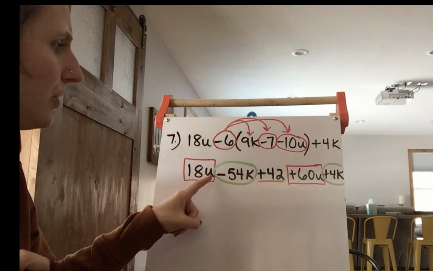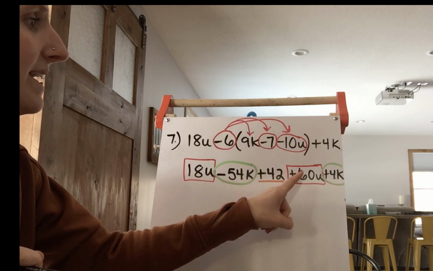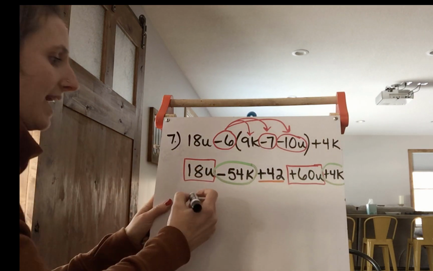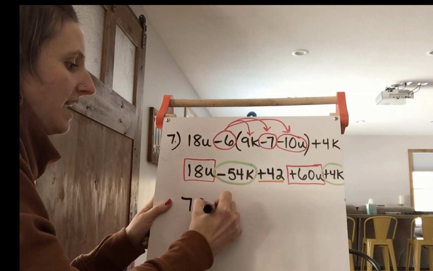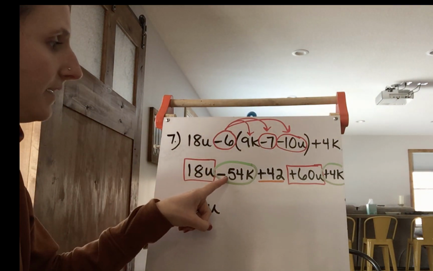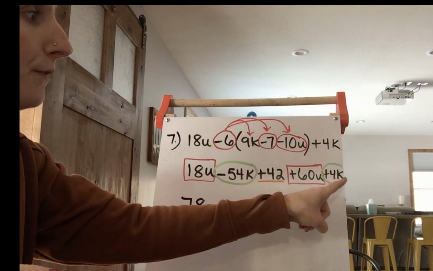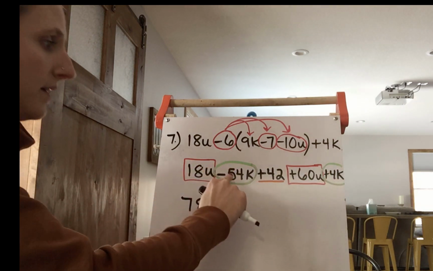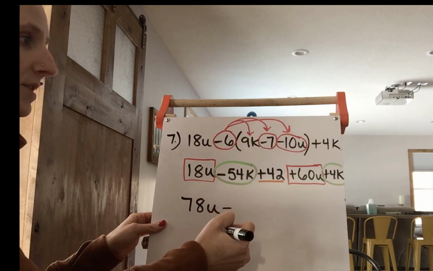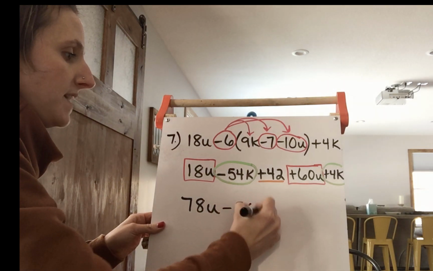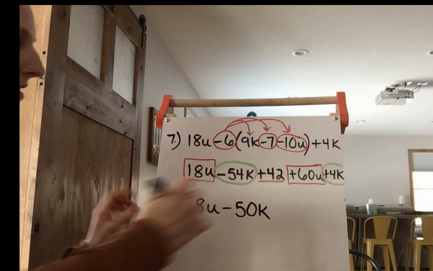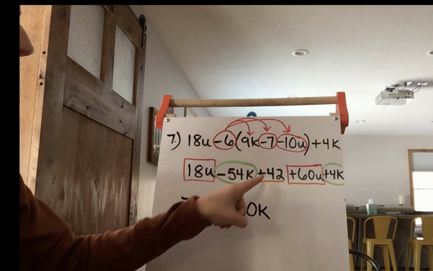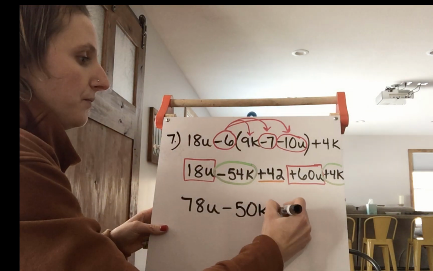So 18u, I'm adding 60u. How many u's do I have? 78 u's. Negative 54k, I'm adding 4k. So think negative 54 plus 4. Who won? The negative team did. By how much did they win? 50. So negative 50k. And then I have my plus 42.